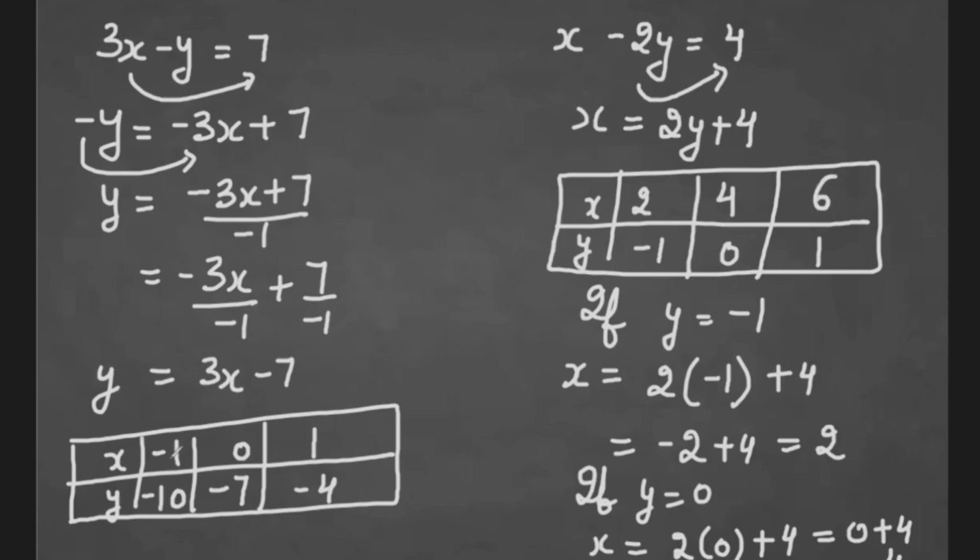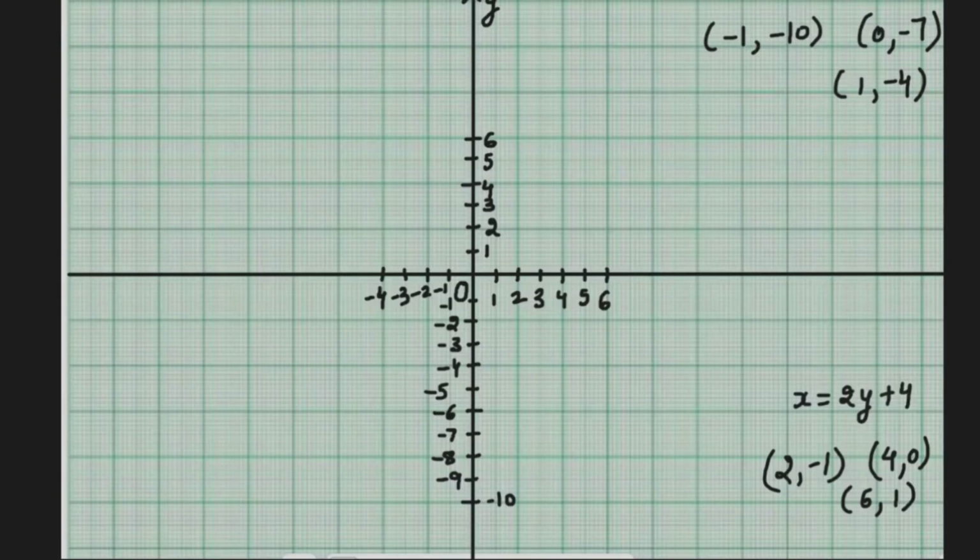We got three points, negative 1, negative 10; 0, negative 7; 1, negative 4 for the equation y is equal to 3x minus 7, and for the equation x is equal to 2y plus 4 we got three points, 2, negative 1; 4, 0; and 6, 1. So let's plot the graph for the equations. Since I have already put the points on the x-axis and the y-axis, let's plot the points for the two equations. For the first equation, I have already written the points here. For the second equation, I have also written the points here.